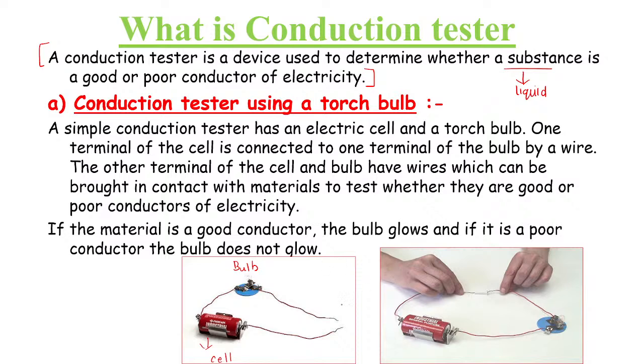When you dip the open ends of the wire in a conducting solution, in a liquid, if the bulb glows, that means the electric current is flowing through the liquid. If the bulb does not glow, that means that particular liquid does not conduct electricity. That's a simple circuit. When the circuit is complete, obviously the bulb will glow.